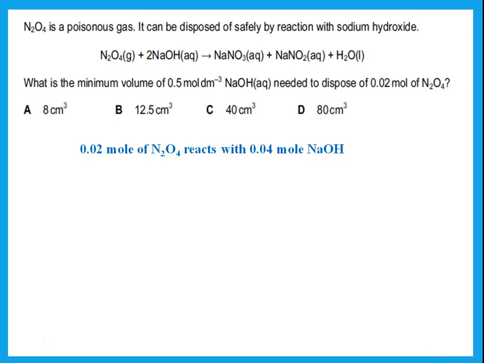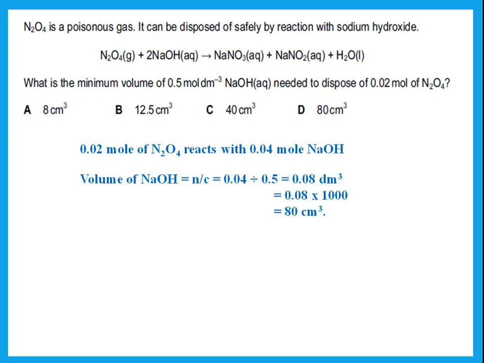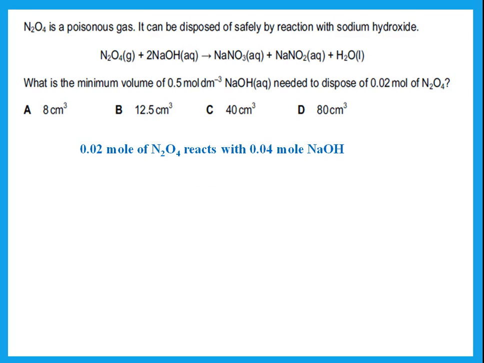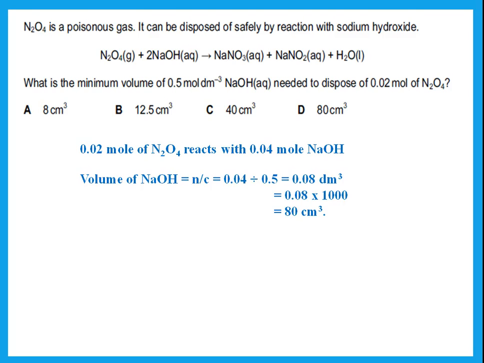So, if I have 0.02 mole, the equation tells me that 1 mole of N2O4 will react with 2. That means that the number of moles of sodium hydroxide should be twice the number of moles of N2O4. So, if I have 0.02 mole of N2O4, the number of moles of sodium hydroxide should be 0.04. And that means that the volume, how do I get volume of a solution? Remember, number of moles over concentration.